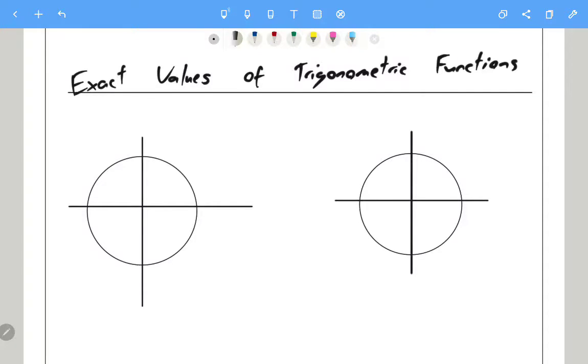Alrighty, welcome. Today we're going to be having a look at exact values of trigonometric functions. Now, for today's lesson, we're just going to be focusing on 90-degree turns.